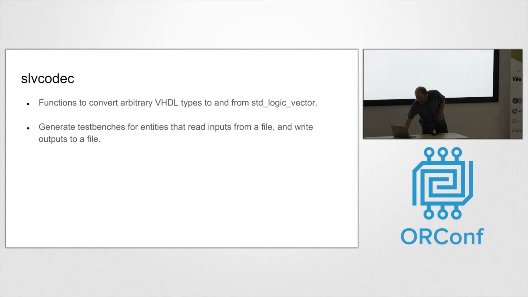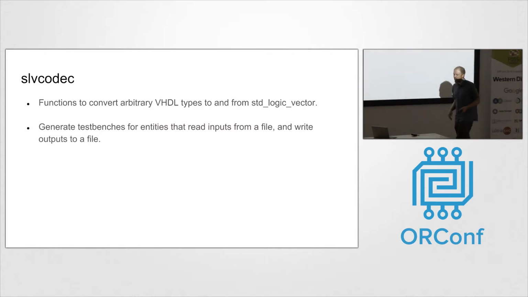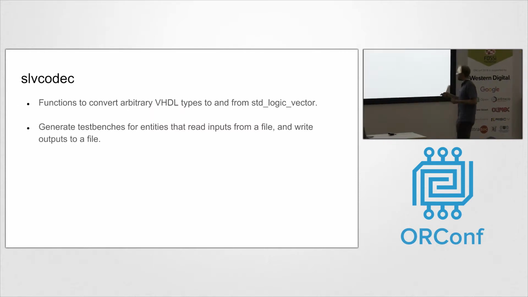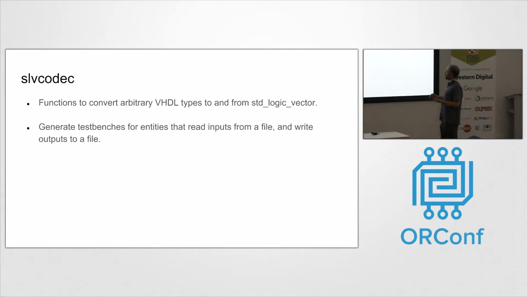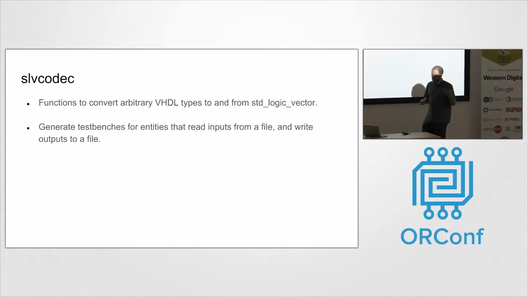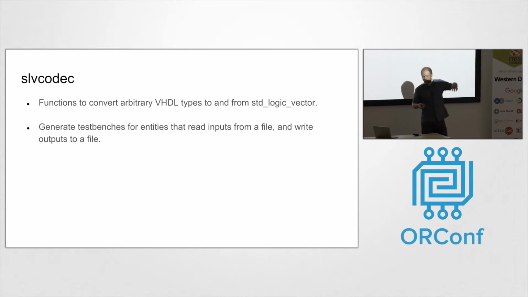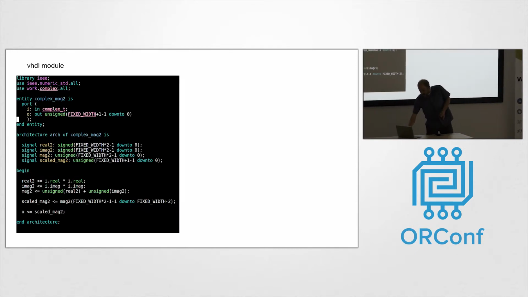Then once you've done this, you're kind of halfway to being able to generate test benches. So what we want to do is for a given entity, we want to be able to generate a test bench that reads all its input stimuluses from a file and writes all the outputs to another file. So let's say we've got a module here.